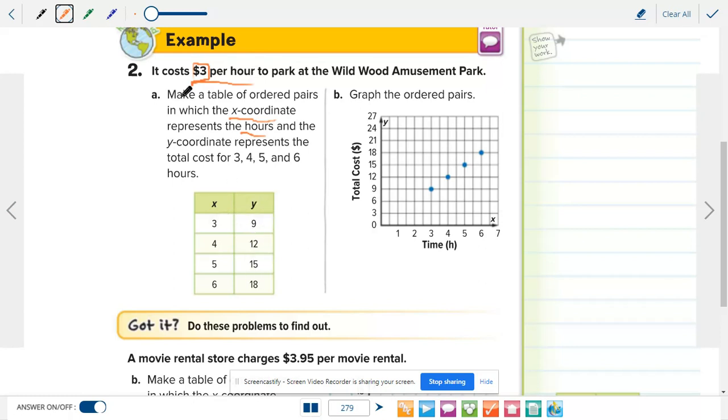Okay, for 3 hours, well, it's $3 per hour, so 3 times 3 would be 9. 4 times 3 would be 12. 5 times 3 would be 15. 6 times 3 would be 18. Okay, and then it'll ask you to graph them there.